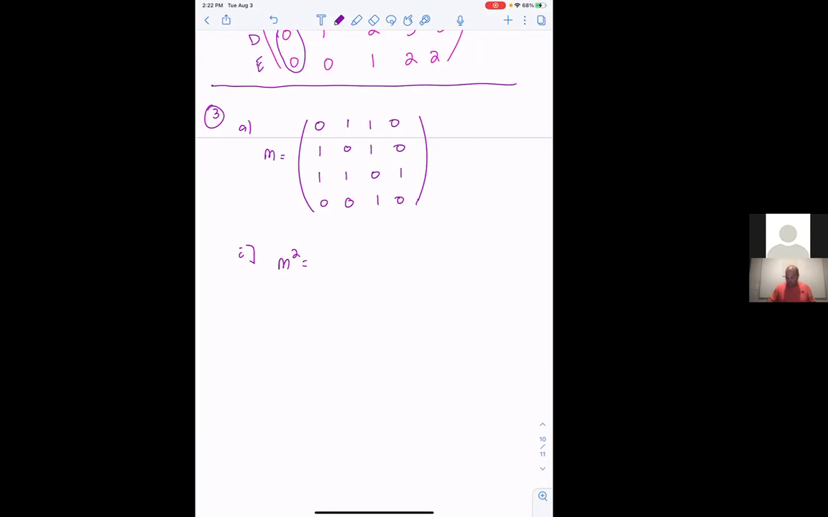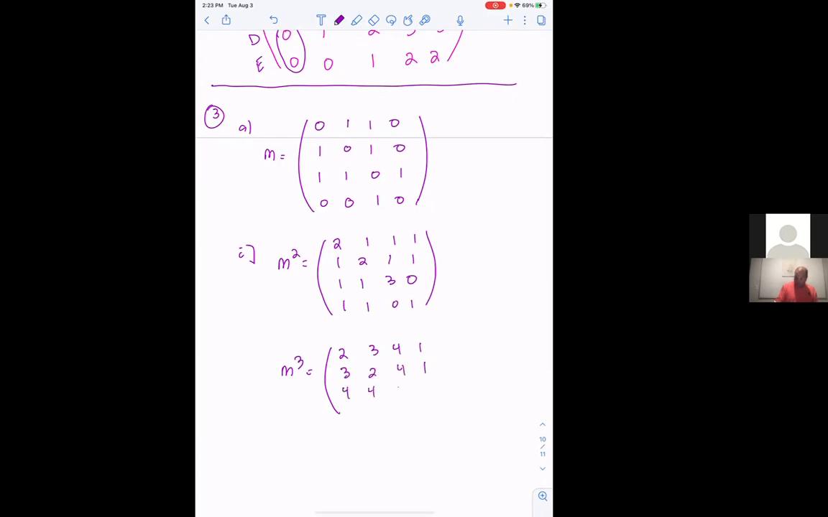We'll call this F. This is a 4 by 4 matrix: 0, 1, 1, 0, 1, 0, 1, 0, 1, 1, 0, 1, 0, 0, 1, 0. So this is matrix F, which I'm going to square. That gives me 2, 1, 1, 1, 1, 2, 1, 1, 1, 1, 3, 0, 1, 1, 0, 1. And it also wants M cubed. So the same matrix F, I'm going to raise to the 3rd power: 2, 3, 4, 1, 3, 2, 4, 1, 4, 4, 2, 3, 1, 1, 3, 0.